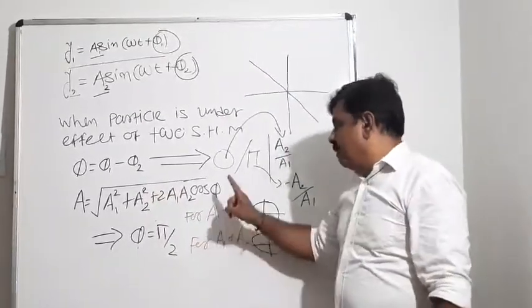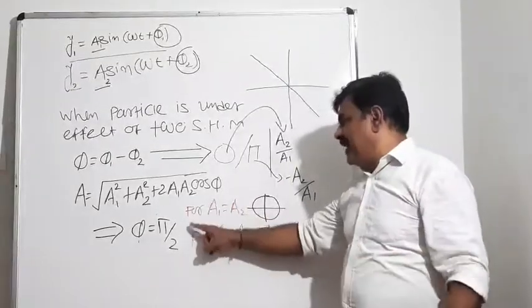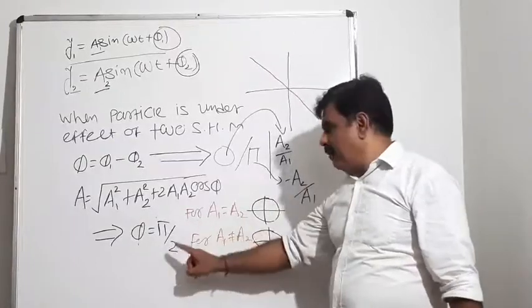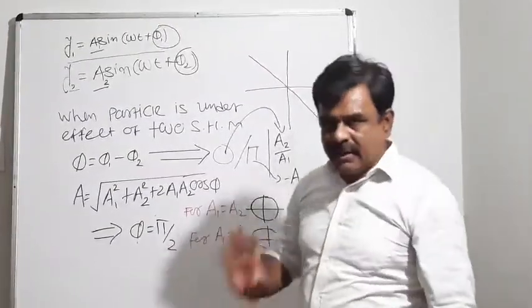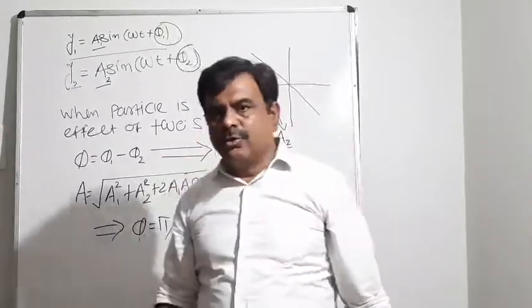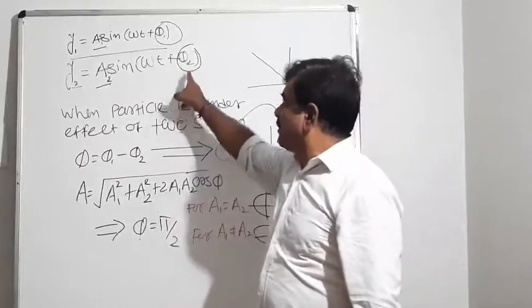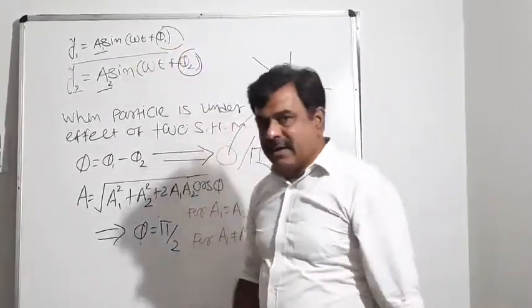Second, phase difference pi by 2, two possibilities. Pi by 2 with A1 equal to A2, it will be circular. And pi by 2 with A1 not equal to A2, then it will be elliptical. Yes. Now before I go through the velocity concept, remember one more. Here the entire term omega t plus phi I have written is the phase.